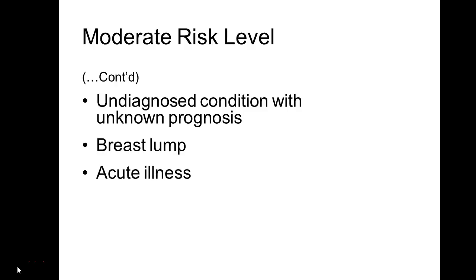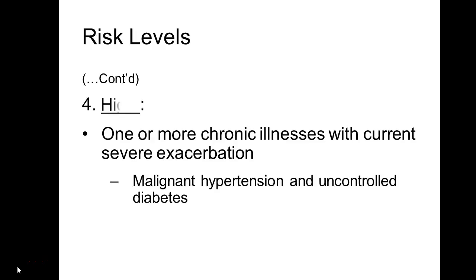Again, what could it possibly be? Also certain acute illnesses and what is possibly going on with the patient. Pneumonia is considered moderate risk. Again, if the patient doesn't get better, they might need to be hospitalized. And then, of course, high is we have one or more chronic illnesses, what we call a current severe exacerbation. So either an out of control condition, an uncontrolled condition, or a condition that continues to get complicated for a variety of reasons.